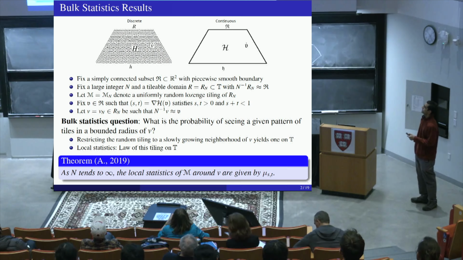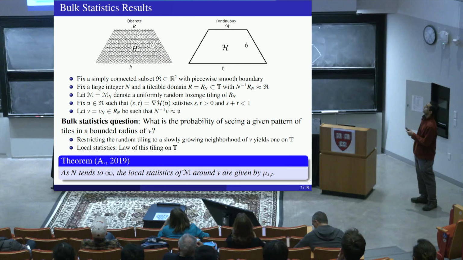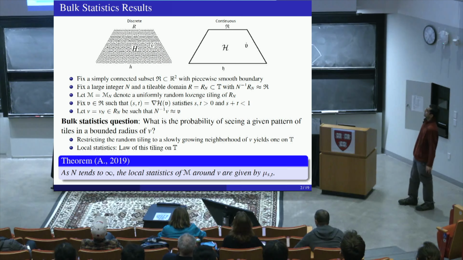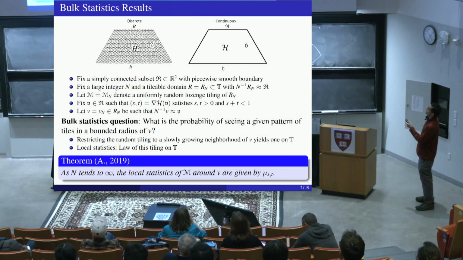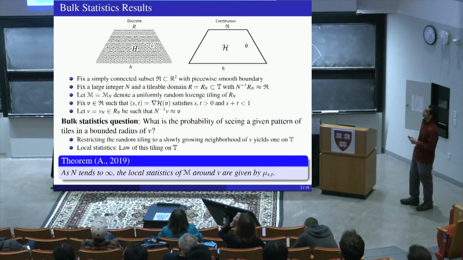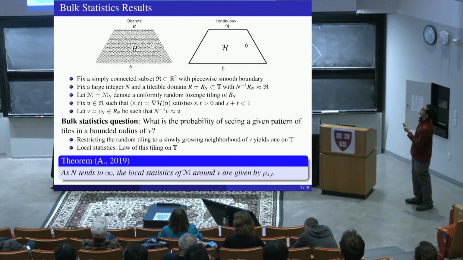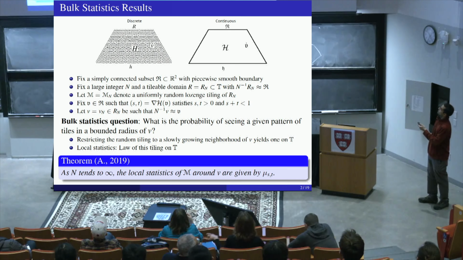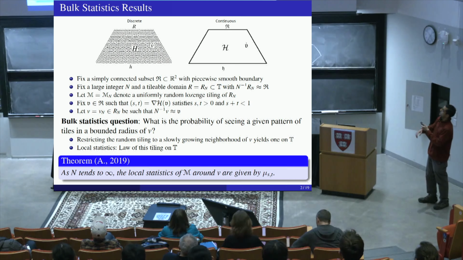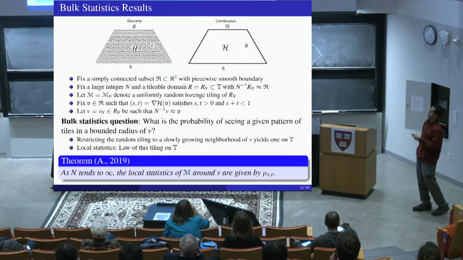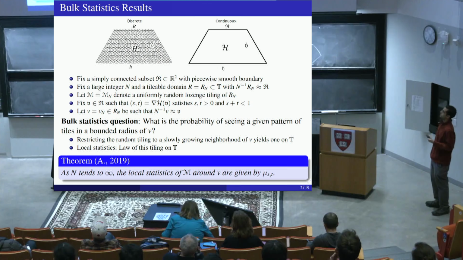So fix a simply connected Gothic R, which is my macroscopic domain. I fix some large integer n and a tileable domain, given by this Roman R, that approximates this macroscopic domain. I let M be some random tiling of my big domain, and I fix some point v in this macroscopic domain such that the gradient of the limit shape is (s, t), and that's in the liquid region in the sense that s and t are positive, and 1 minus s minus t is also positive. So I have a non-trivial proportion of all different tiles.